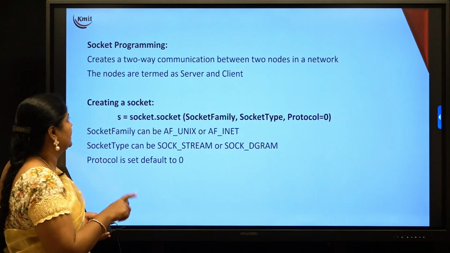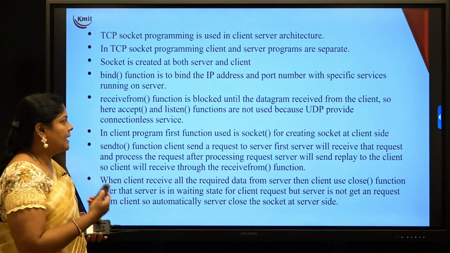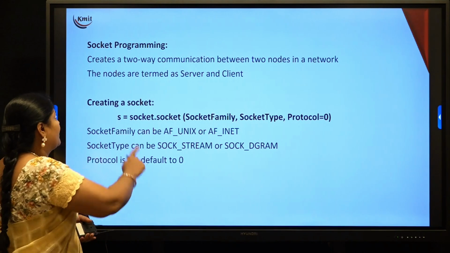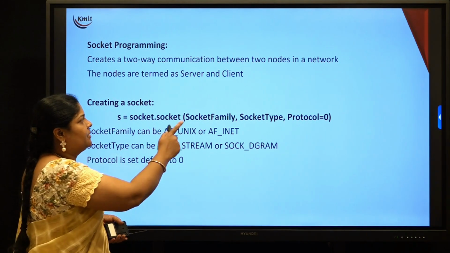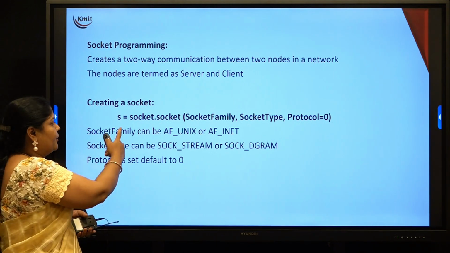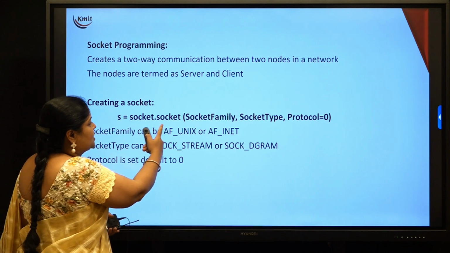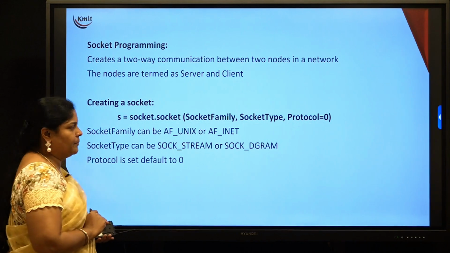So this is in a theoretical format. The same methods you are going to write in programming format. Socket programming is basically two-way communication between two nodes in a network. For creating the socket, this is the line we are going to use in the program: s = socket.socket. The arguments here are socket family, socket type, and protocol.